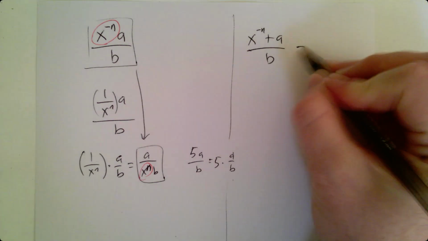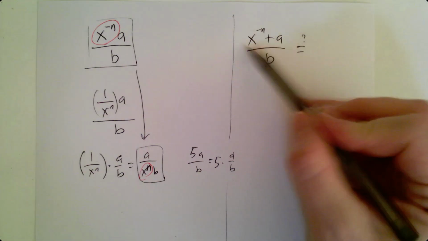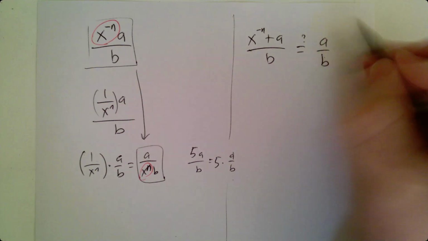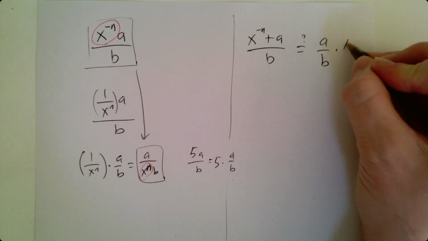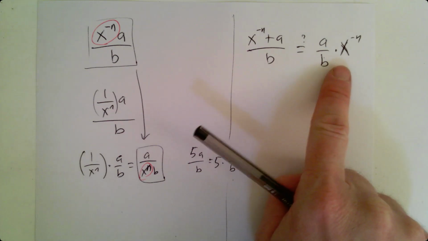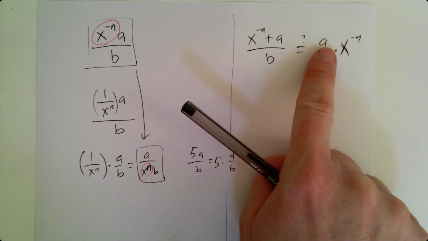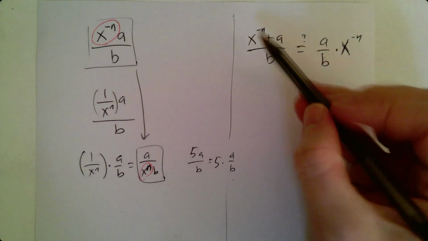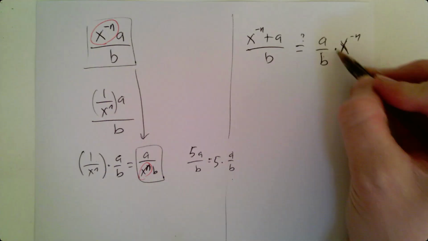Well, here, can I do the same thing? Can I move the x to the n to the outside? What it would look like to move it to the outside would be this. But clearly that's not true, because if I was going to move it back to the numerator again, it would be multiplied, and here it was added. You might think, well, could I move it to the outside with an addition sign?